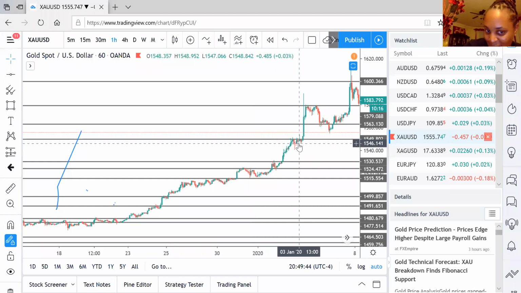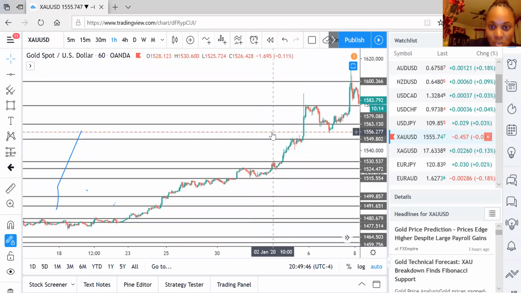So you guys learned something today. Yes. So when it's strong, it has little pullbacks. Hope you guys are making notes. Right? When it's weak, it has deep pullbacks.